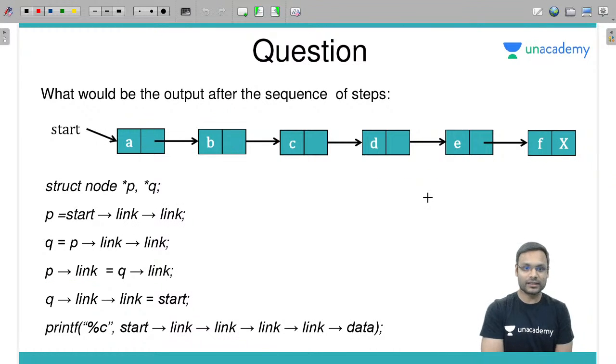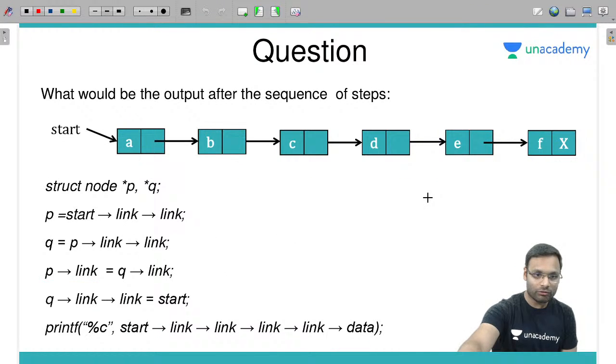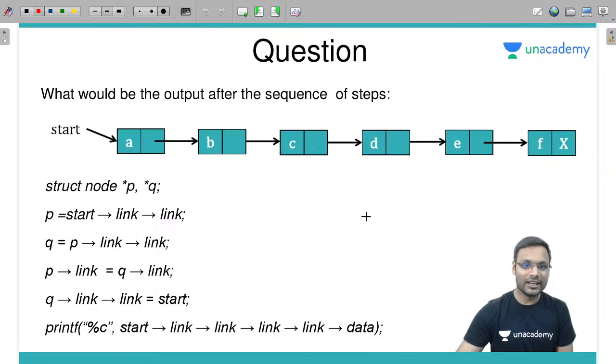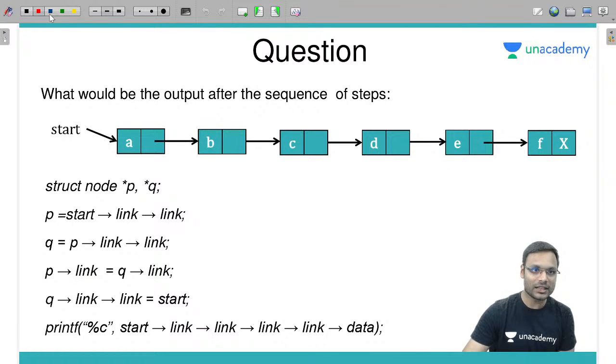Here it is. Oh, the same question came back? No, it's a little different. It's a little bit different from the previous one. Let's solve this one now. Now let's solve this one together.